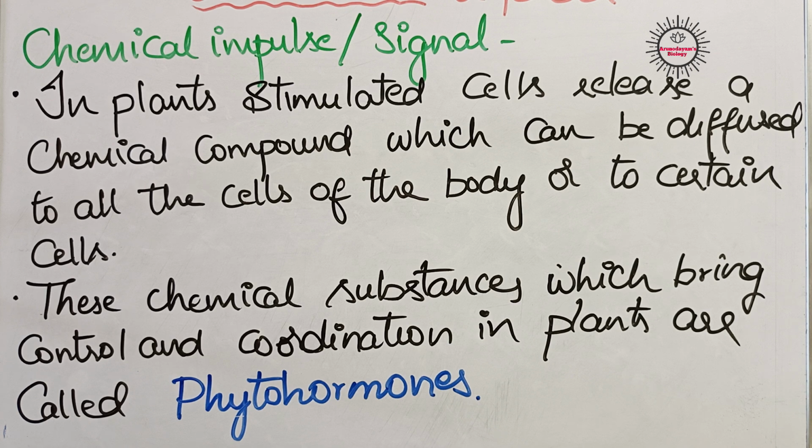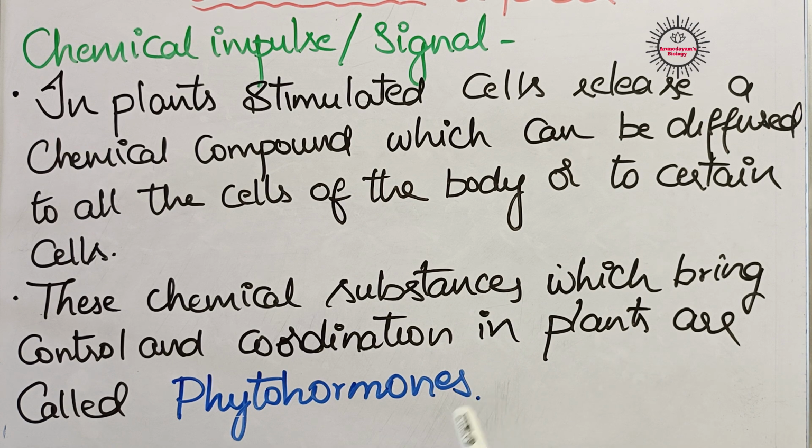Some chemical substances are present in our body, both in plants and also in animals. So these chemicals will help in bringing coordination in the body. Okay, so we are going to learn about that now. First, we will learn about how coordination is brought in case of plants.